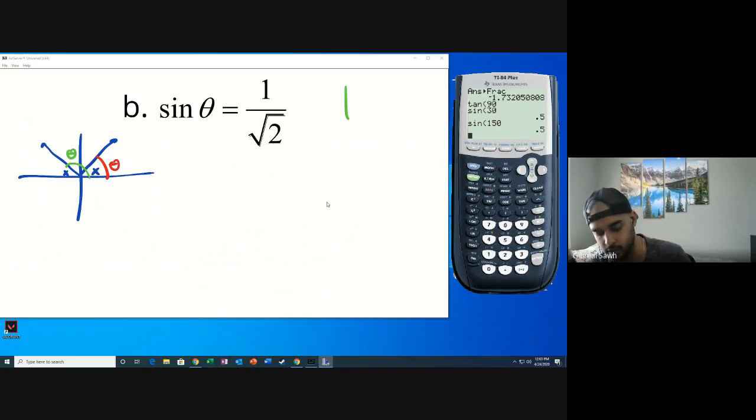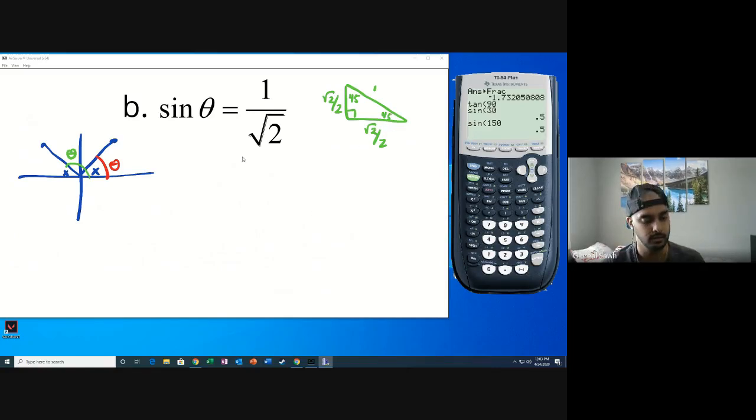So let's draw our triangle out first. So there's 1. This is √2/2, √2/2. Both angles are 45s. So it doesn't really matter which one I pick. So if I take a look at this, I only really know 2 sides of my triangle here. My y-coordinate and my hypotenuse. So what you could do is label one of them.